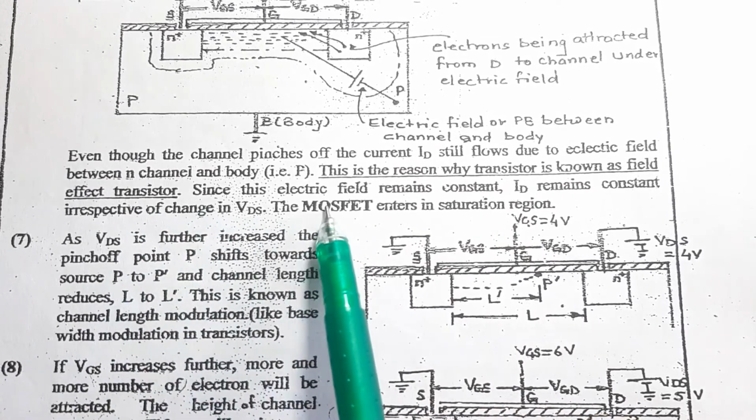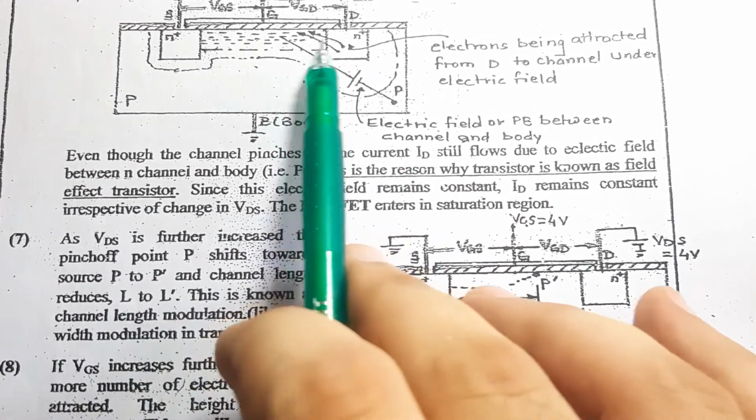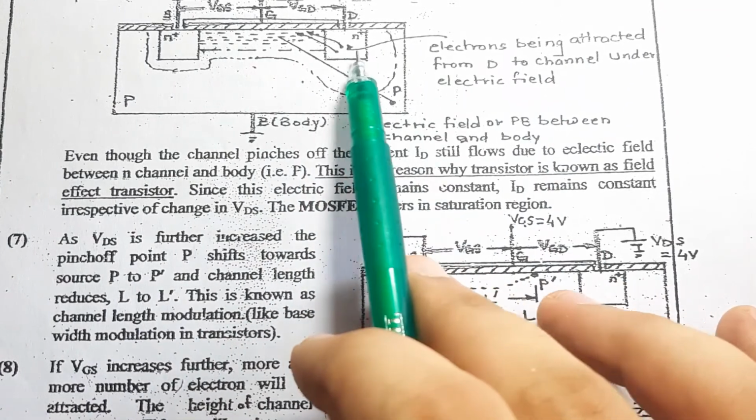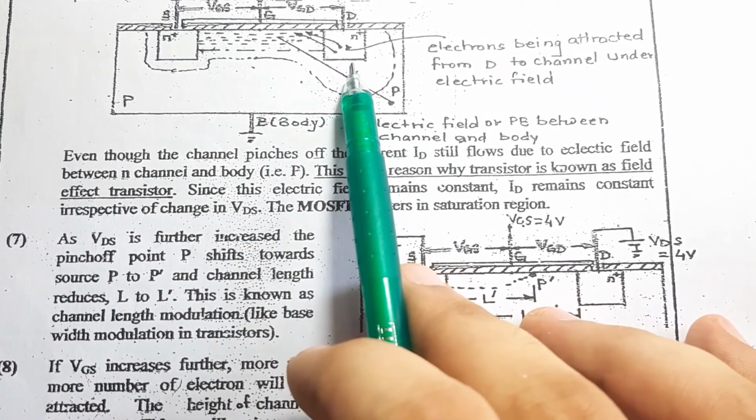Now since this electric field remains constant, as you can see over here, the electrons are being attracted from the drain terminal to the channel under the electric field.